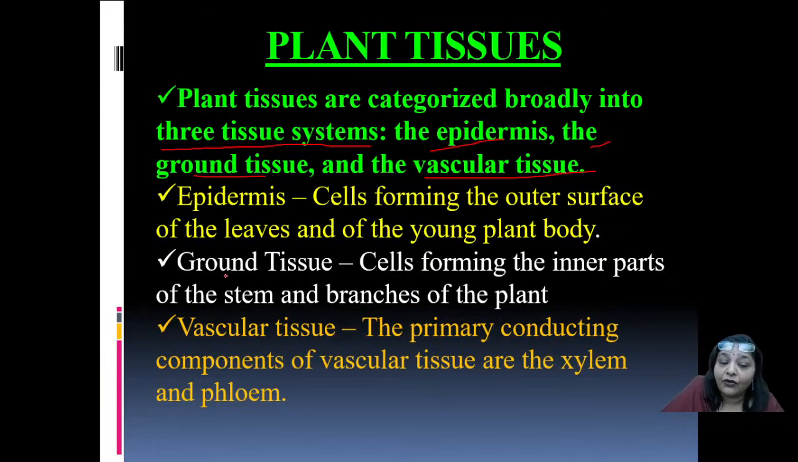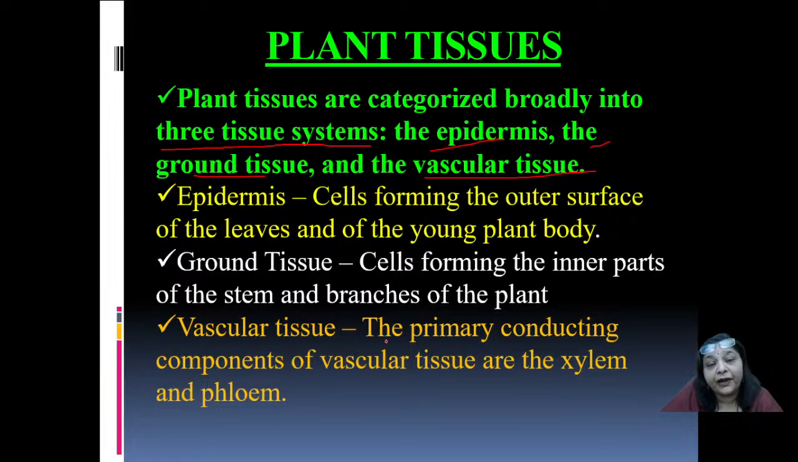Okay, the ground tissue contains the cells that form the inner parts of the stem and the branches of the plant, along of course with the leaves. Whereas the vascular tissue are the primary conducting tissues. Conducting tissues, yes, they conduct materials like water along with mineral salts and food.